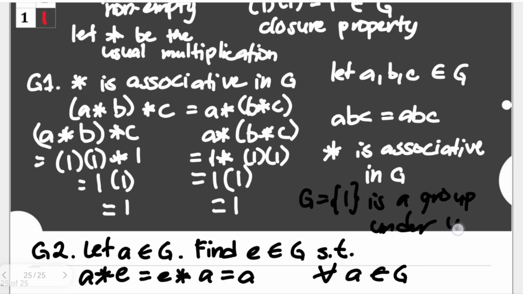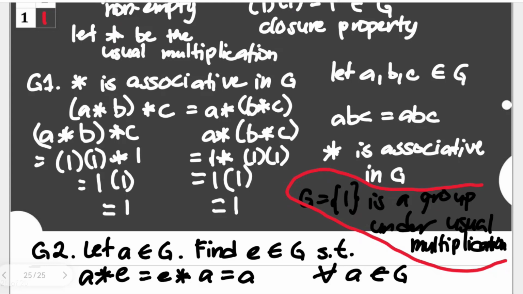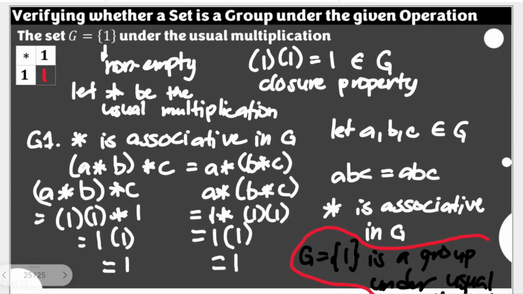under usual multiplication, or the star that we represented earlier. So this is the final decision for this: G, which is a set containing 1, is a group under usual multiplication. So this is the answer for this given item. Thank you very much for watching.